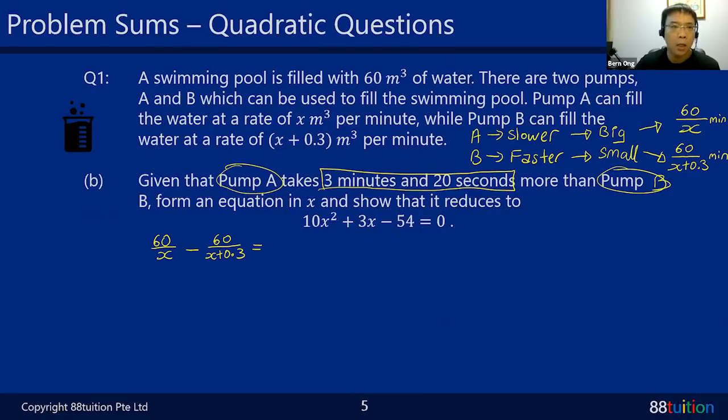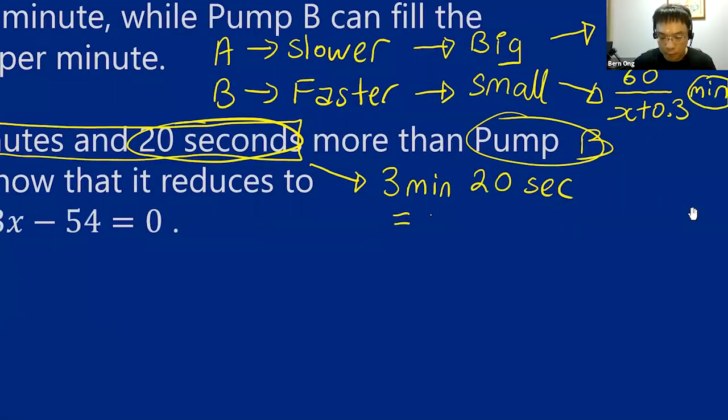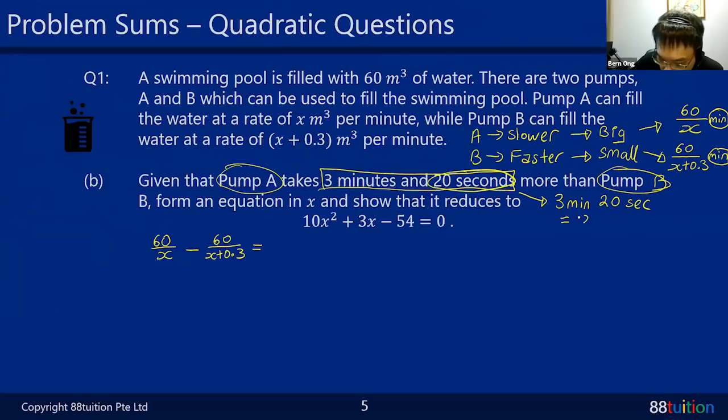3 minutes and 20 seconds. But down here is talking about minutes, and down here is talking about minutes and seconds. How to compare? You must automatically change 3 minutes and 20 seconds to minutes. If you want to compare things, you must compare minutes and minutes. You cannot compare minutes and seconds. So 3 minutes 20 seconds, how? Oops, let me zoom out. It's actually 3 minutes and 20 seconds. How do you change the 20 seconds to minutes?